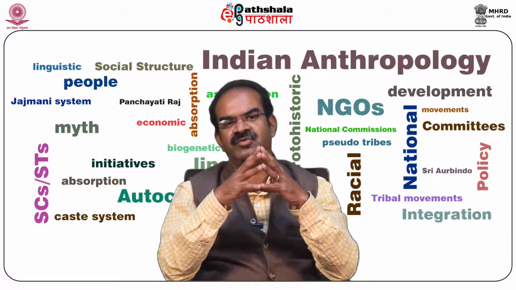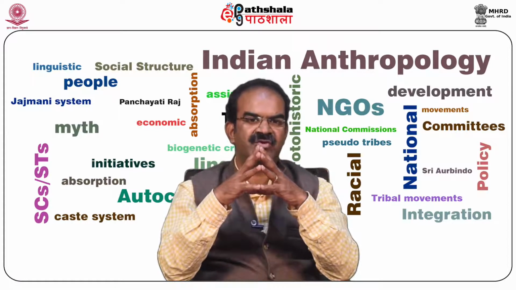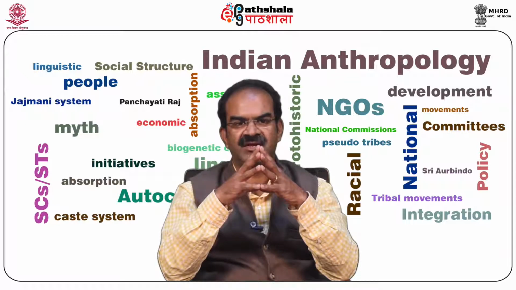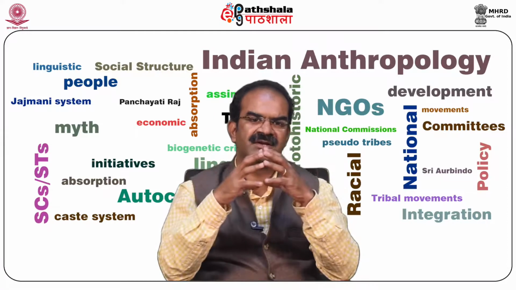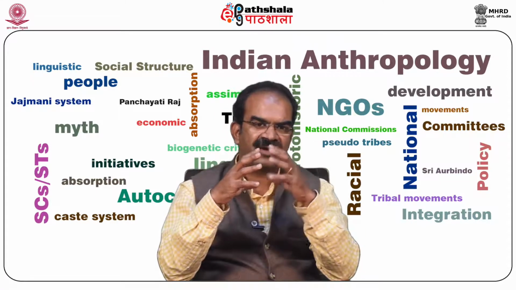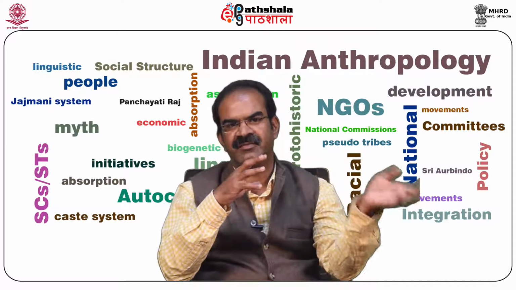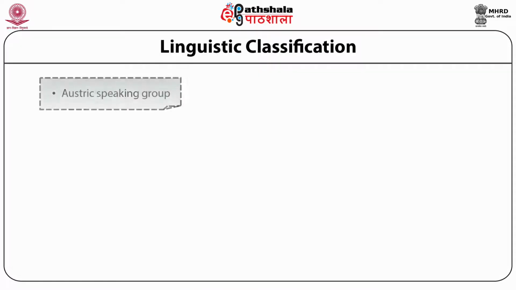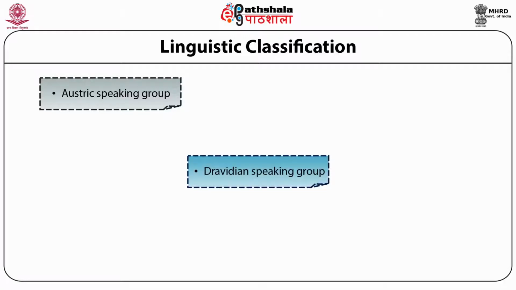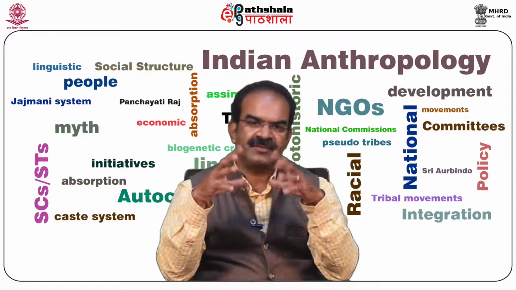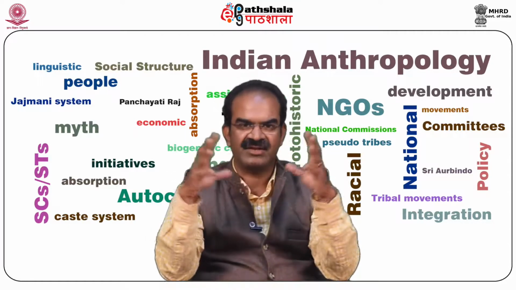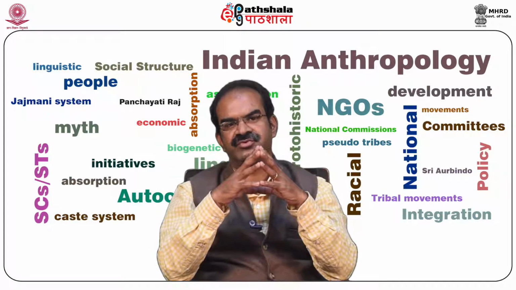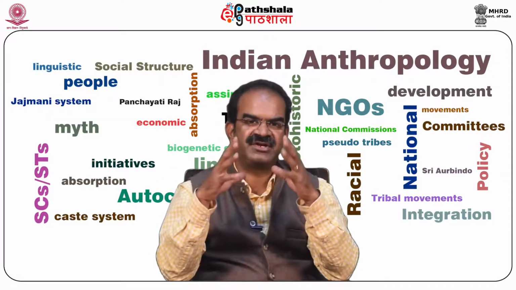Another significant group is the Tibeto-Burman speaking group. The tribes of Naga, Kuki, Dafla, Miri, Bodos, Garos, Toto, they all speak the Tibeto-Burman linguistic family. So first we have the Austric speaking group, then the Dravidian speaking group, and then the Tibeto-Burman group. On the basis of biogenetic criteria, can we classify these tribes? Yes, we can classify the scheduled tribes according to certain biological and genetic features.